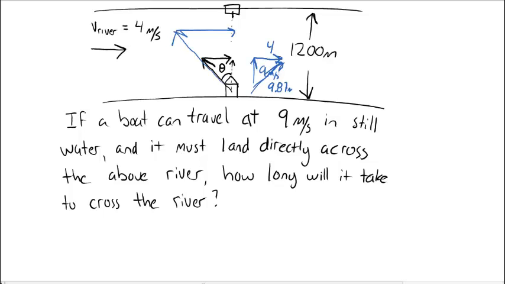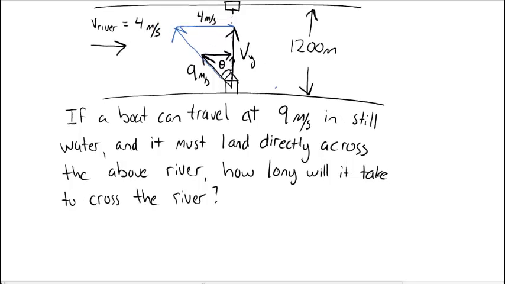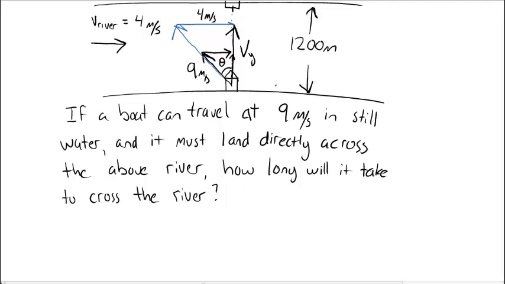But again, this is not what we want. We need to land straight across. So it must take its 9 meters per second and aim this way, so that when the river pushes it downstream at 4 meters per second, the result is that it ends up going straight. In order to find out the time it takes to cross, we need to know the speed that it travels in this direction, and in order to get that, we may also need the angle. We're going to wait and see on that.